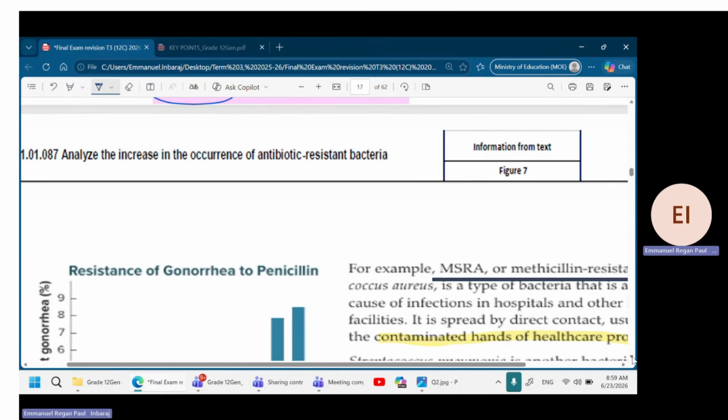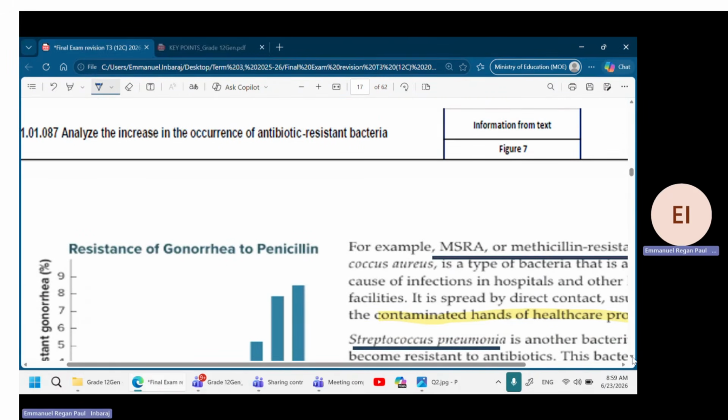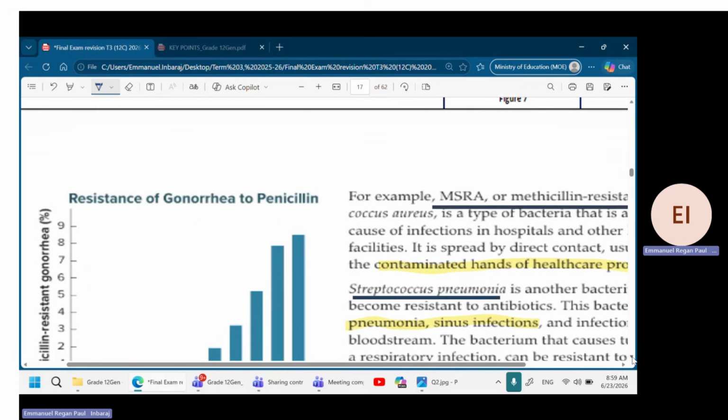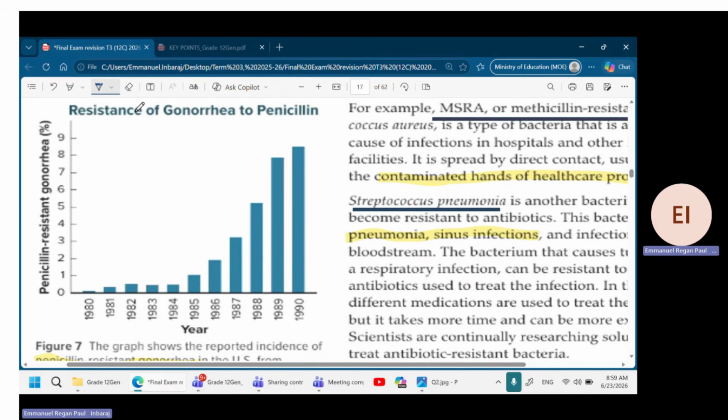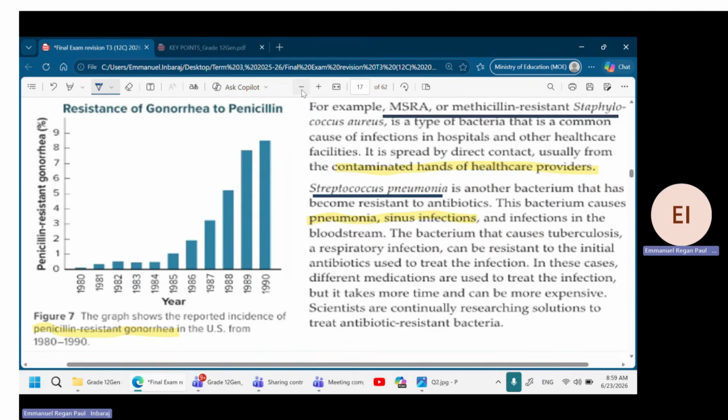The next one is in page number 32. So you get one question and they will give you this picture. That is good for us, because when they give you this picture, that means they're going to ask you something on this. The graph shows the reported incidence of penicillin resistant gonorrhea. Gonorrhea is a disease. Okay, they have given penicillin as a medicine to treat gonorrhea.